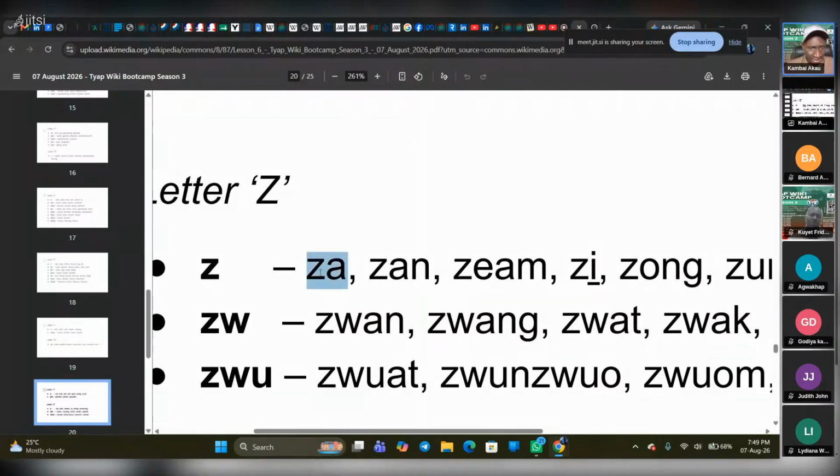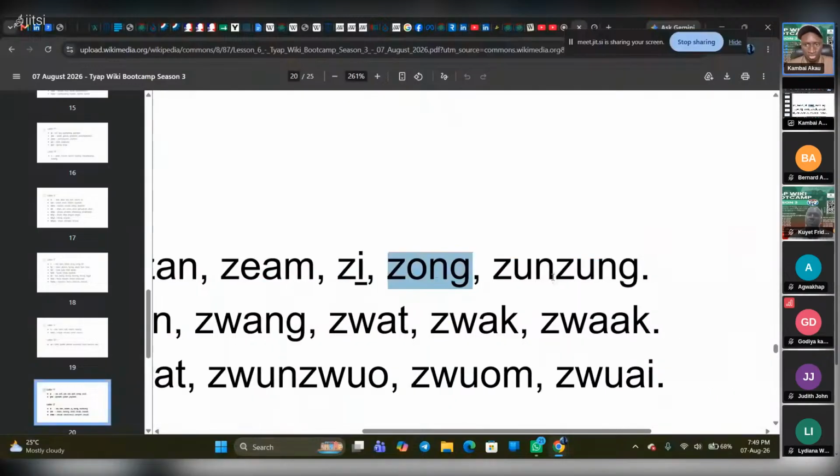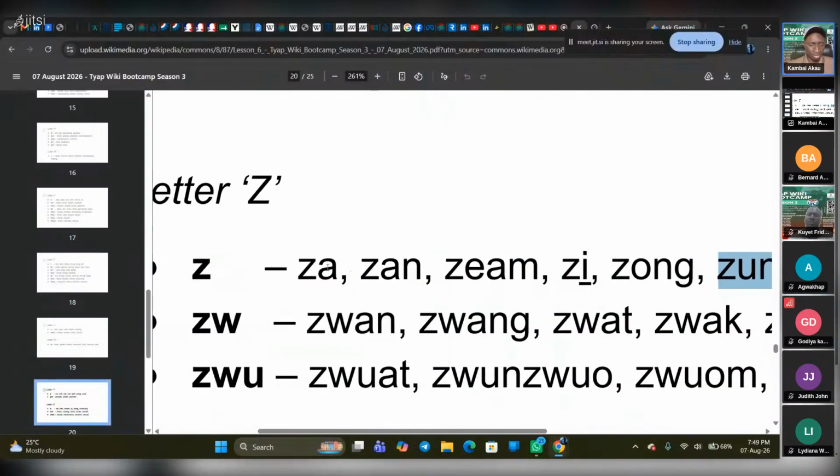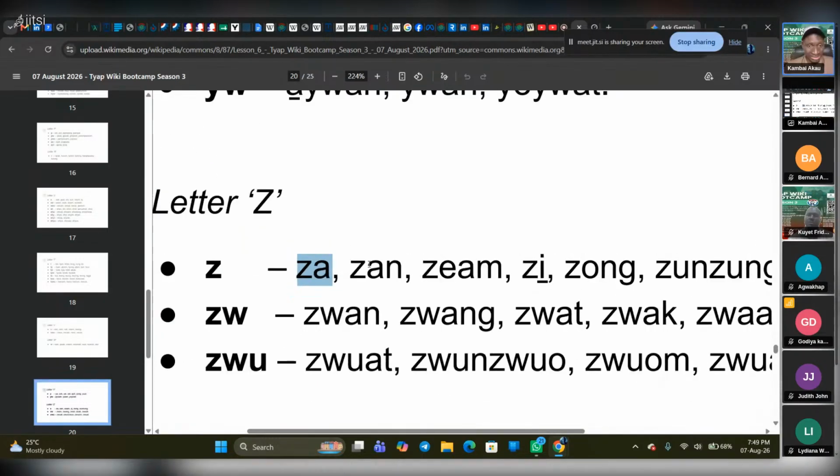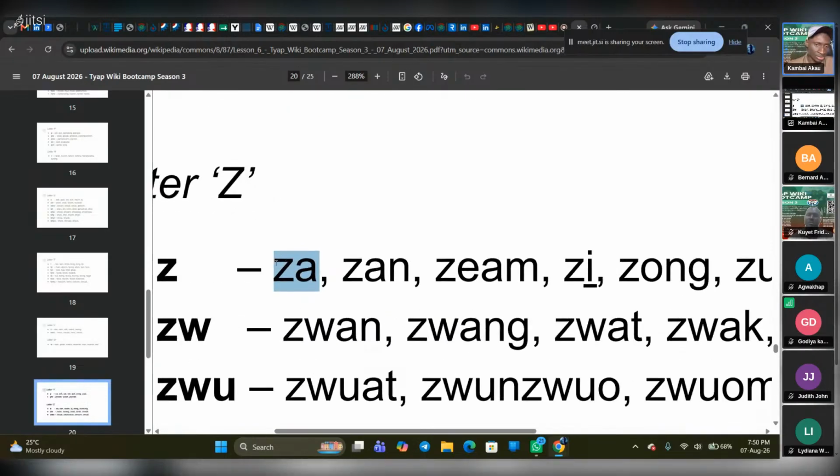So this is DZ, and then we have Dan, and then we have Jam, we have Zong, and then we have Junjung. Even though some dialect or some sub-dialect of the Tyap language will pronounce this as za, not da. But then, maybe we should have a separate DZ, or maybe we should just continue like this with the understanding that some may pronounce it this way and some will pronounce it that way.